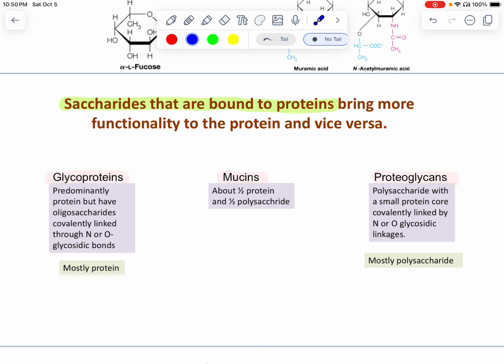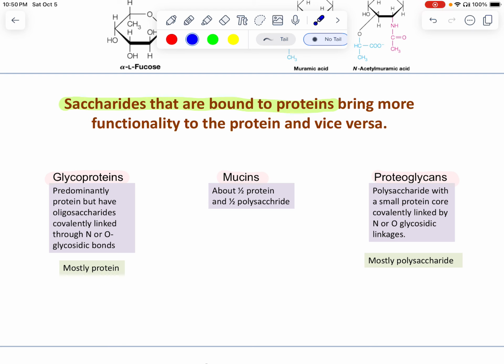Notice both of them use these glycosidic linkages, those ones we looked at in that very first slide again. Proteoglycans are maybe about 5% protein. They tend to show up in connective tissue, shells. These glycoproteins tend to be antibodies, membrane proteins with oligosaccharides bound to them for some sort of cell-to-cell signaling. They're active in immune response.